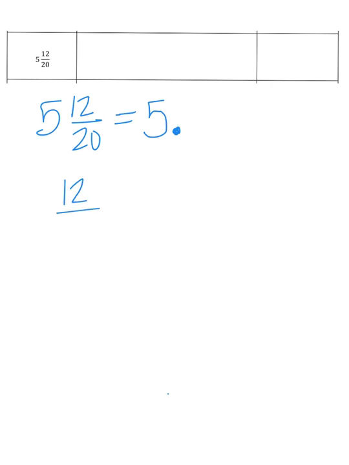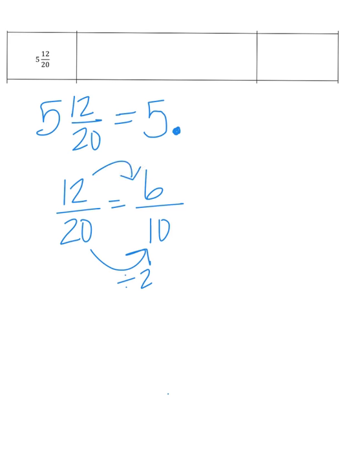12/20ths is equivalent to 6/10ths if we divide both the numerator and denominator by 2. And 6/10ths as a decimal is 0.6. We take that decimal and we write it up at the top with our whole number, and 5 and 12/20ths is equivalent to 5 and 6/10ths.